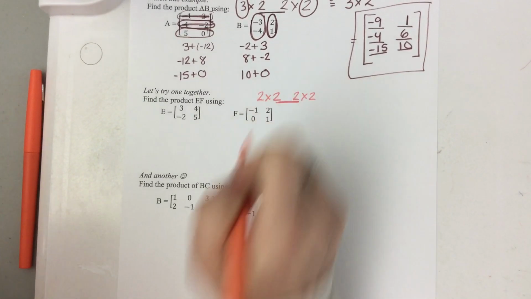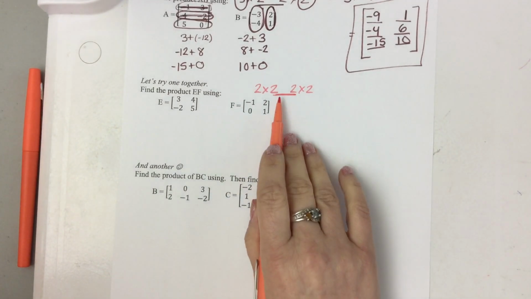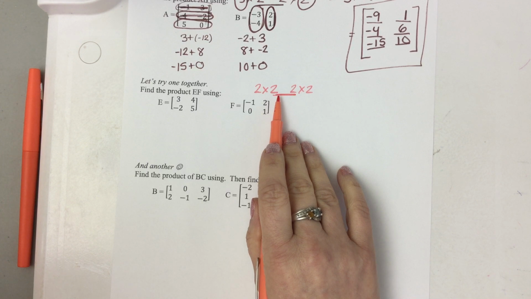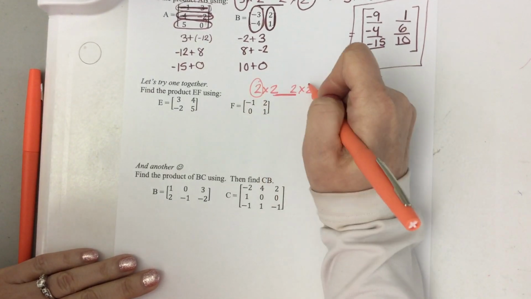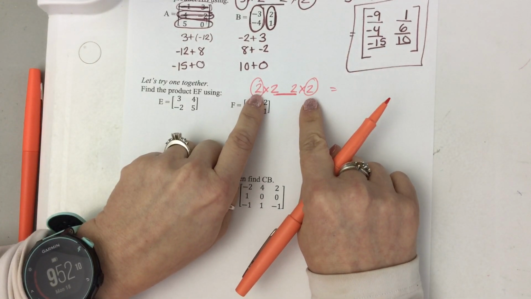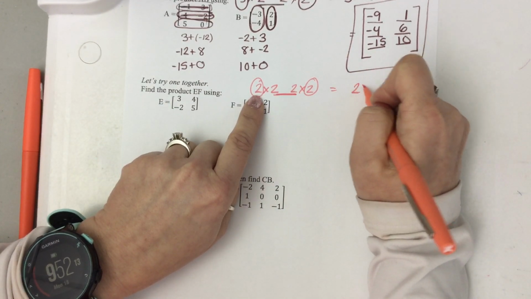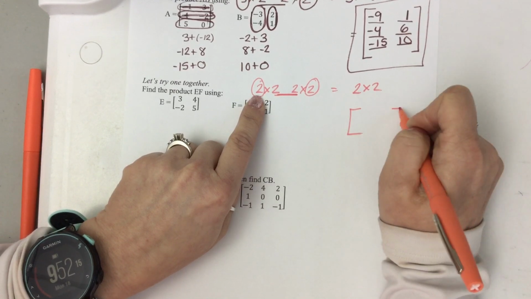The middle two numbers match. Okay, if the middle two numbers match, yes, you can find the product. If the middle two numbers do not match, then it's undefined. Okay, the middle two numbers match. Your solution is going to be whatever the values were on the outside. So your solution is going to be a 2 by 2.